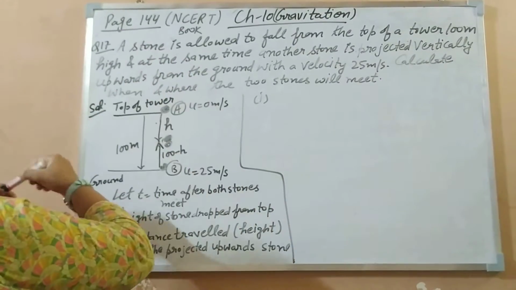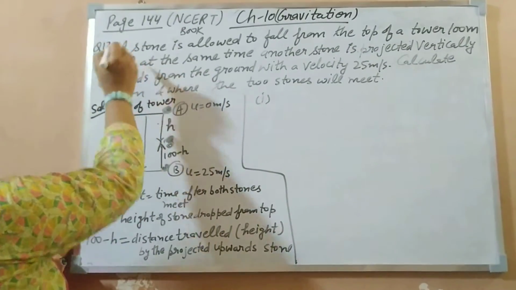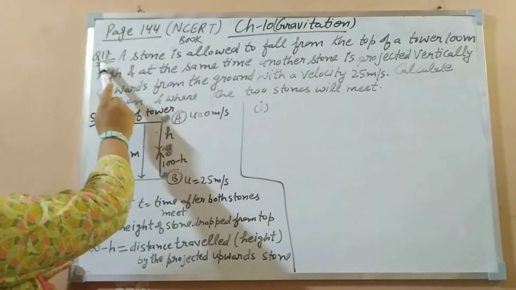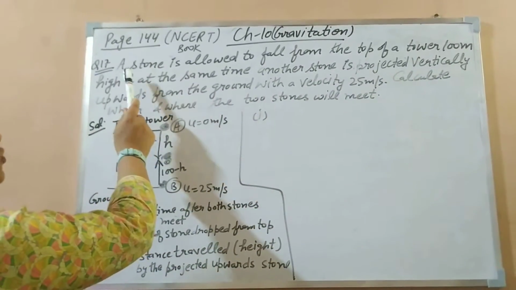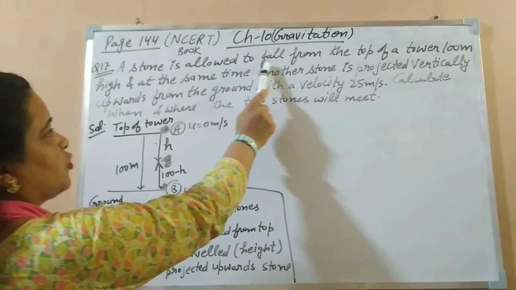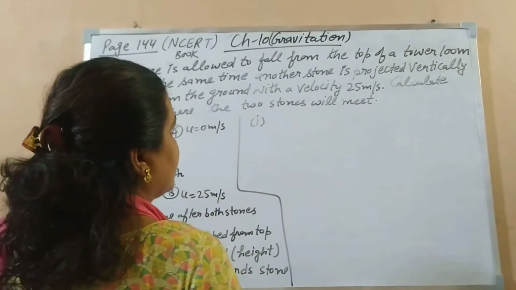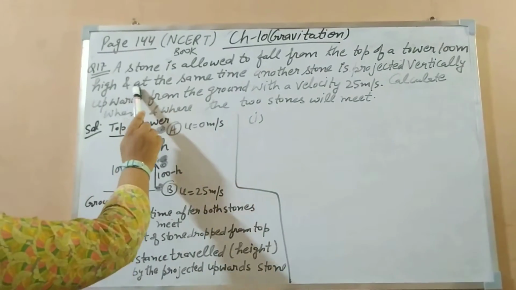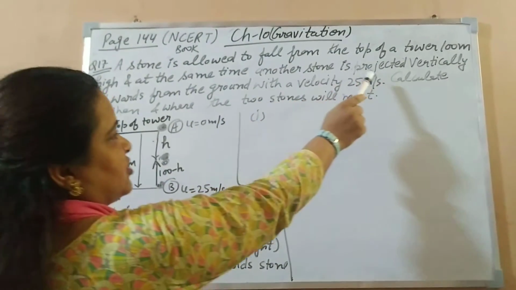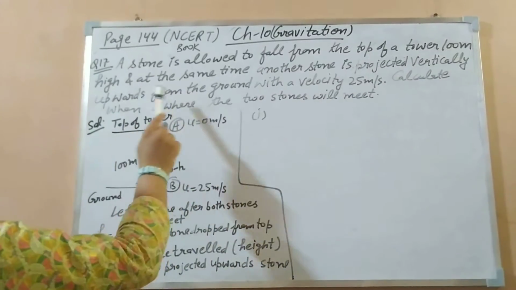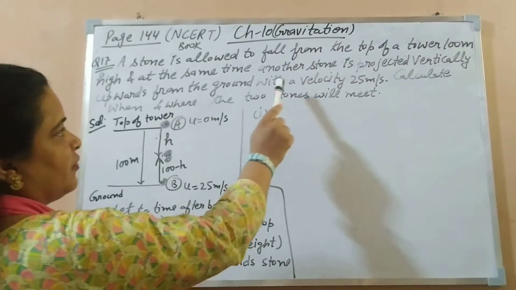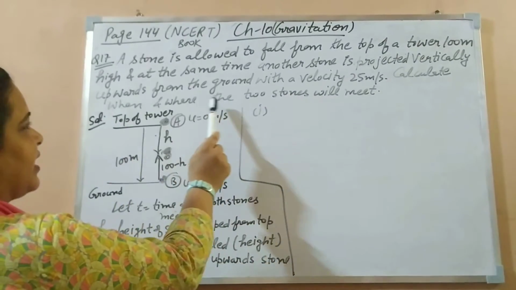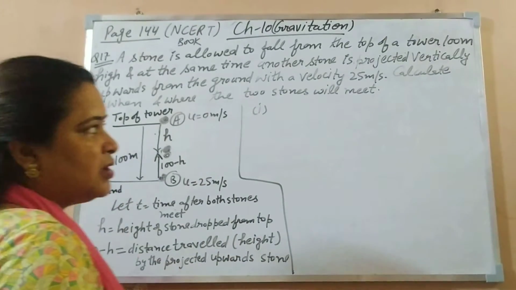Today we are going to do page 144, question number 17 of your NCERT book back exercise. What is the question? A stone is allowed to fall from the top of a tower 100 meter high. What is the total height given? 100 meter. And at the same time, another stone is projected vertically upward from the ground with velocity 25 meter per second. Calculate when and where the two stones will meet.